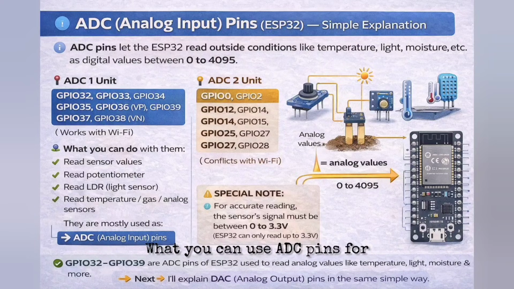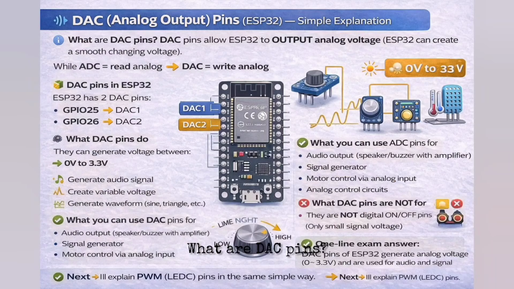What you can use ADC pins for? Read sensor values, read LDR, light sensor, read temperature, gas sensors, read potentiometer. Important rule, ESP32 ADC can read only 0V to 3.3V. Do not give more than 3.3V. ESP32 can be damaged.